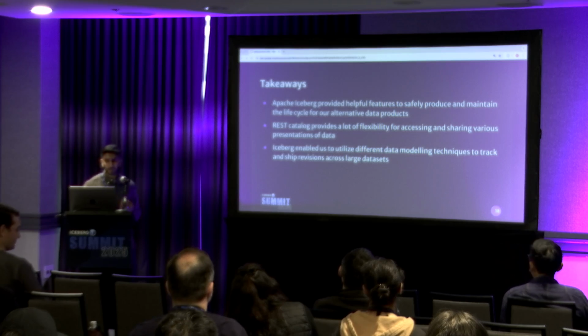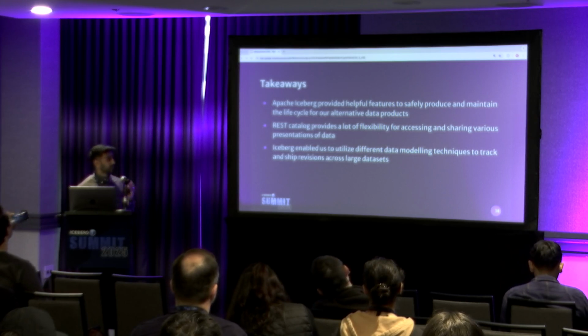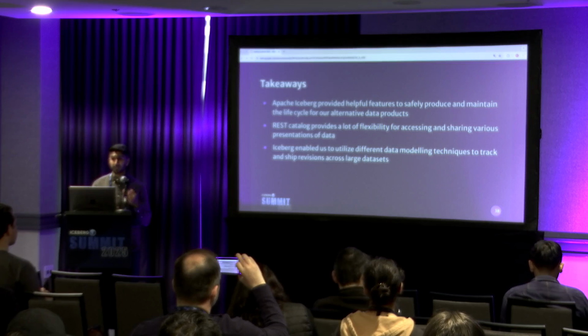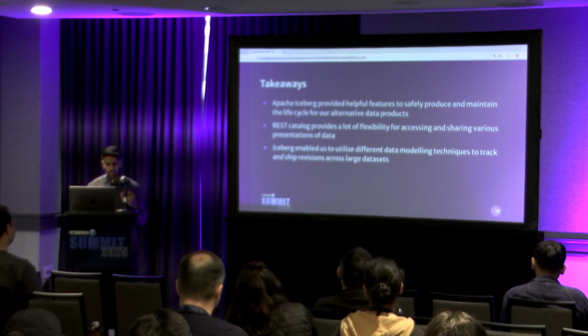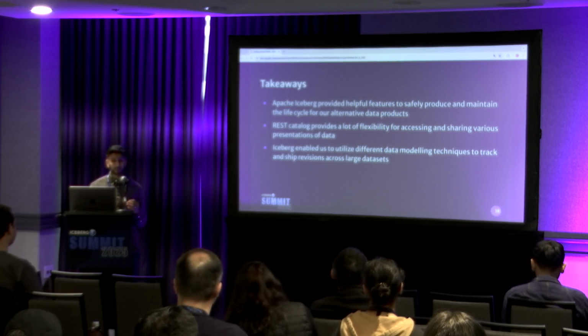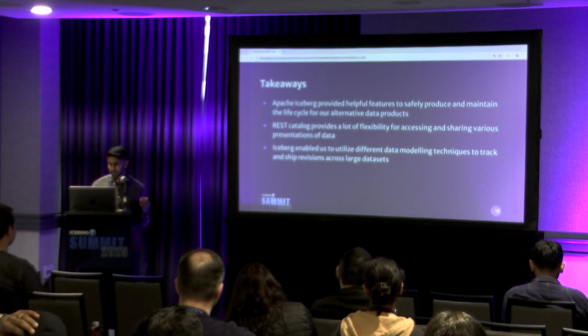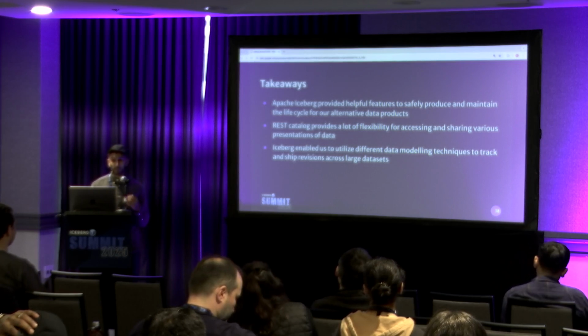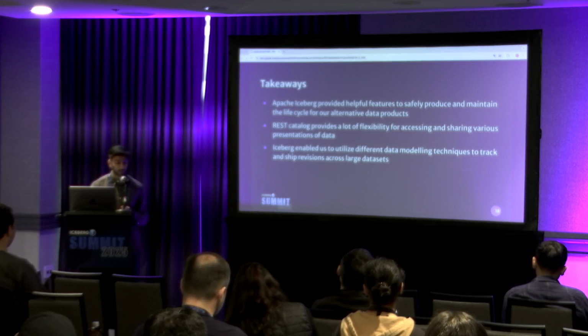And lastly, just to recap what we talked about here today: Iceberg provided some really helpful features for us to safely produce and maintain the lifecycle for alternative data products. The decision to implement the REST catalog gave us a lot of flexibility for accessing and sharing various presentations of the data. And Iceberg enabled us to utilize different data modeling techniques, which we couldn't do before, to track and ship revisions across large data sets. All of this led to an efficient incremental daily delivery for a large data product and an overall very successful product offering to our clients.